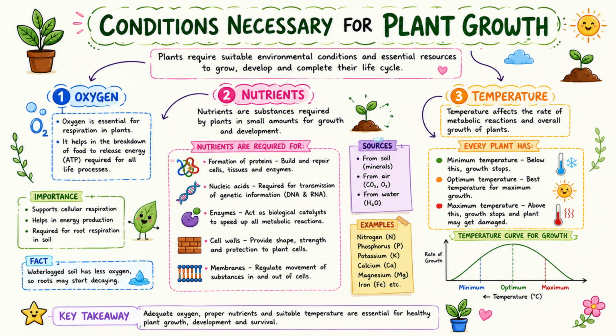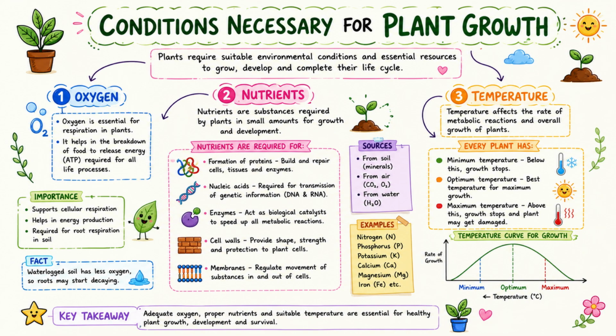Plants require different mineral nutrients for proper growth and development. These nutrients are used to form important substances such as proteins, nucleic acids, enzymes, cell walls, and cell membranes. Without proper mineral nutrition, plants may show poor growth and deficiency symptoms. The fourth important factor is temperature. Every plant requires a suitable temperature range for normal growth.